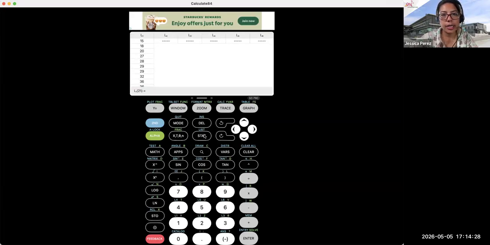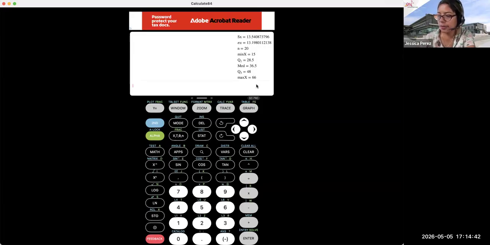And then you're going to go to Stat and then Calc and then 1-Var Stats. Hit Enter. Make sure that you're listing L1, because that is the list that you're working with. And then it should tell you right here. So there's Q1. If you notice, Q1 is going to be the value 28.5 right here. And then our median, or Q2, is going to be 36.5. And then Q3 will be 48. And of course, our max value would be 66.